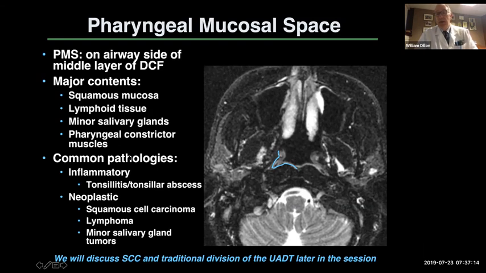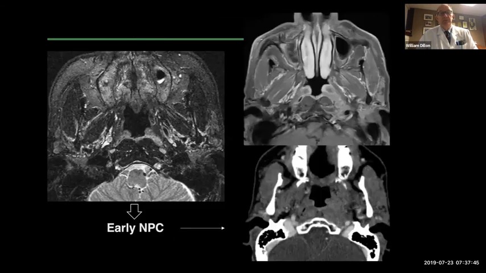Some of the common pathologies, of course, are inflammatory diseases such as tonsillitis and tonsillar abscess. And of course, cancer. Squamous carcinoma occurs in the nasopharynx, usually in the fossa of Rosenmuller, right in this little crevice. Lymphoma can involve the nasopharynx and upper aerodigestive tract. And one can have tumors of the minor salivary glands that line the aerodigestive tract. We'll discuss squamous cancer later in the session.